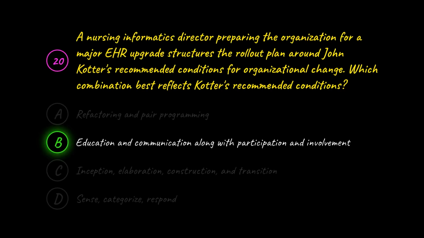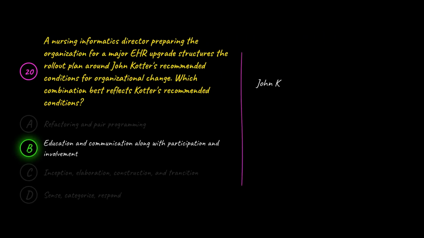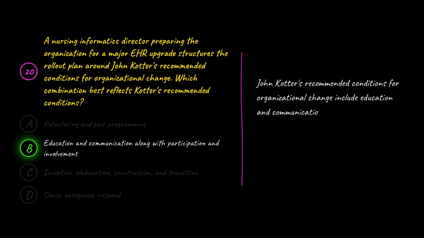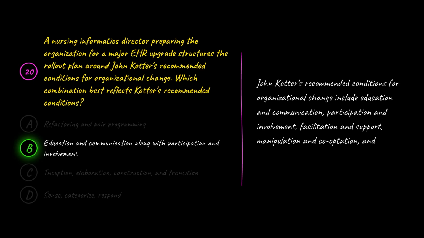The correct answer is B. Education and communication along with participation and involvement. B is correct because John Kotter's recommended conditions for organizational change include education and communication, participation and involvement, facilitation and support, manipulation and co-optation, and explicit and implicit coercion. The combination listed is a direct match for the first 2 of these conditions.